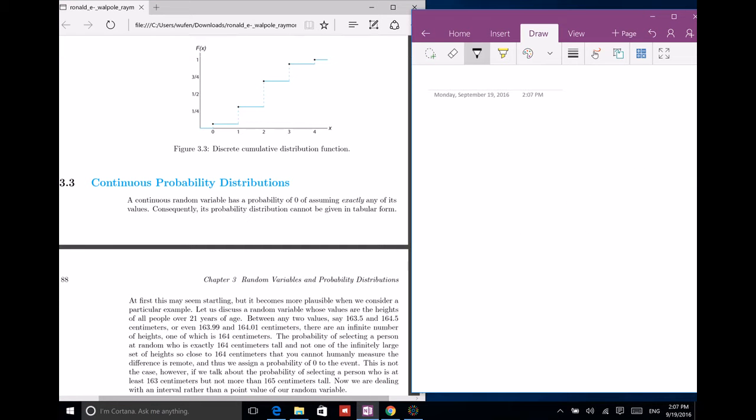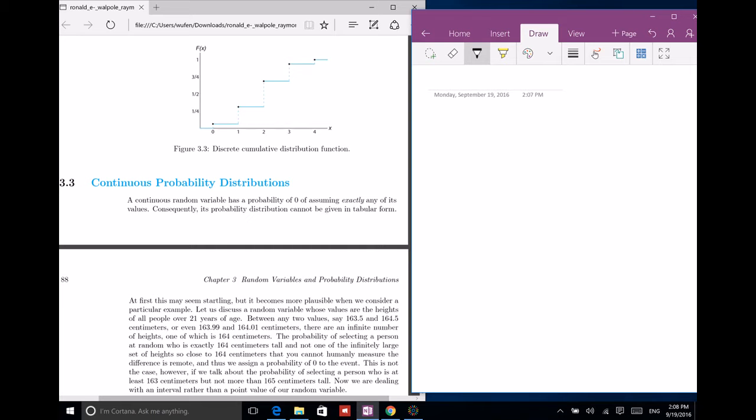Discrete distribution, we're going to do more, for example, binomial distribution, and we're going to learn Poisson distribution in the future. Continuous distribution, we're going to learn gamma distribution, exponential distribution, normal distribution, and we also have beta distribution. So a lot of distributions we can discuss later in the class.